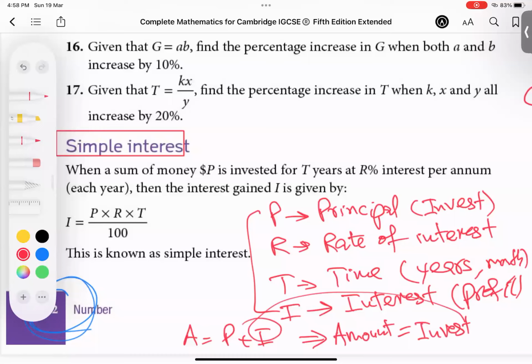And what does I stand for? Profit. So it means we get a profit at the end of the year, or the end of 2 years, 3 years. So your profit, your money all together. I'll give a small example.